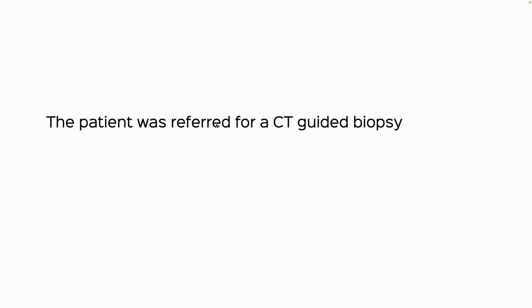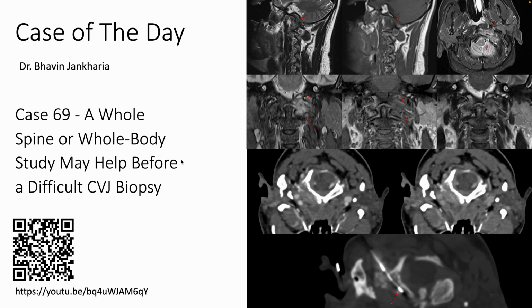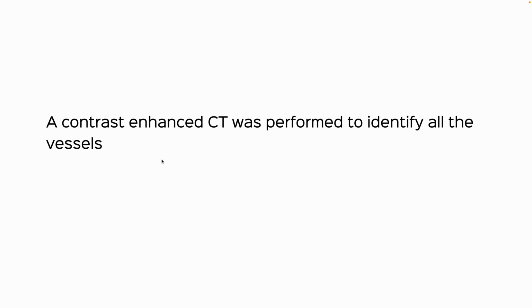So the patient was referred for a CT guided biopsy, and I did a plain low dose CT from skull base to pelvis just to see if there was any other lesion to biopsy, which would then yield more tissue. I covered this in case 69, where I talked about why that was so important and relevant. Though I finally did land up doing the CVJ biopsy, this patient had an iliac bone lesion, which we hadn't picked up in detail at the time, as we hadn't done the whole body. But this patient had no other lesion.